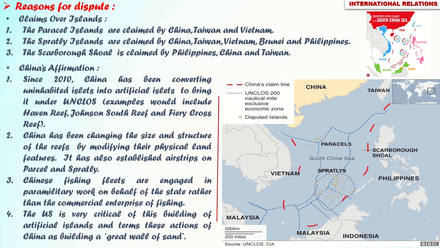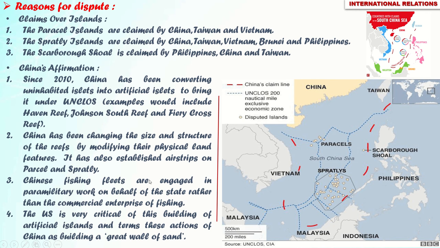And what about China's play? Please observe here. Since 2010, China has been converting uninhabited islets into artificial islands to bring them under UNCLOS. Examples include Hughes Reef, Johnson South Reef, and Fiery Cross Reef, which are part of the Spratly Islands. China has been changing the size and structure of the reefs by modifying their physical land features. It has also established airstrips on the Paracels and Spratlys.